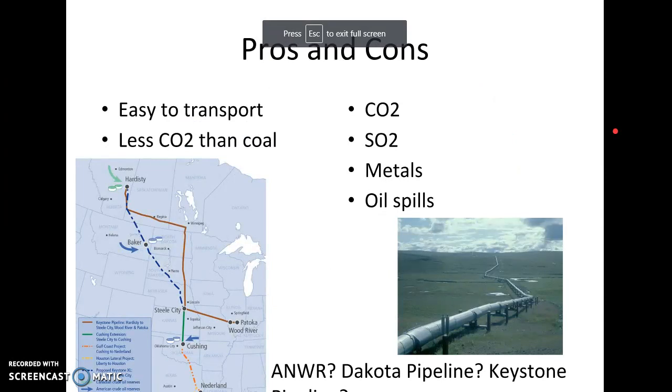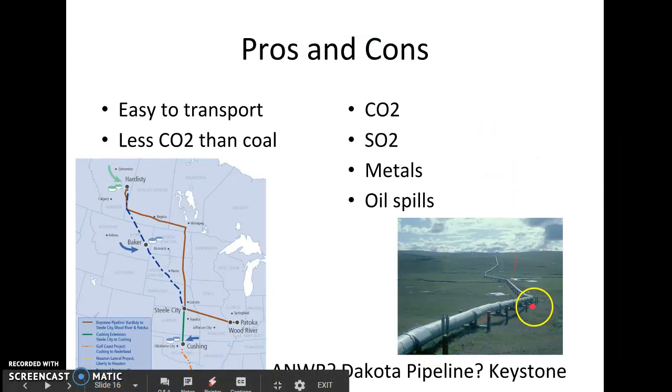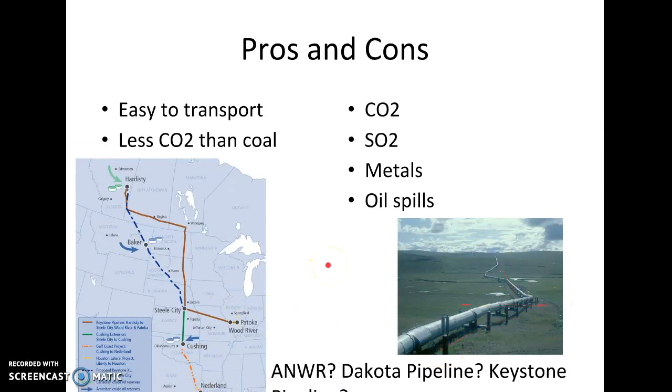Now, oil definitely has some pros and cons. One of the pros is that it's very easy to transport. We have built pipelines. So here's a section of the Keystone pipeline that's going through. So it is relatively easy to transport, also through tankers. Because it's a liquid, it can be easily stored and transported. It does have less carbon dioxide than coal as a waste product, but it still does have carbon dioxide.